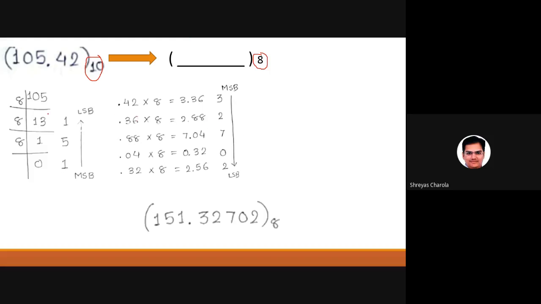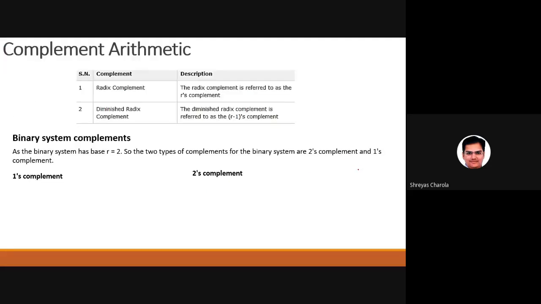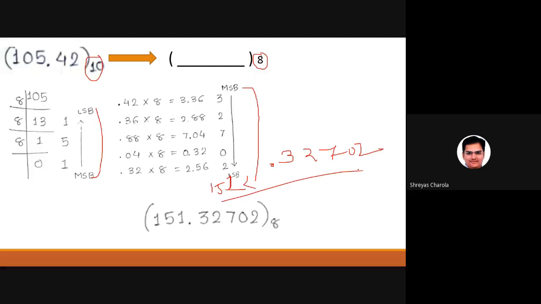Like converting from MSB to LSB, and here this one from this one. Okay, MSB to LSB, like 32702 point, this one, the 151. So that will be the answer. Okay, so I'm not explaining that thing, but you know it very well. If it is a 16, then divide it by 16. Okay, that will be good for you.